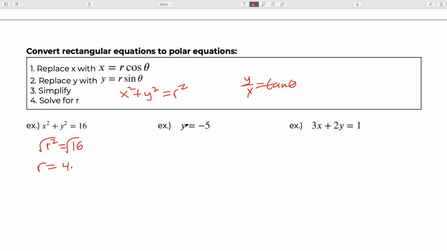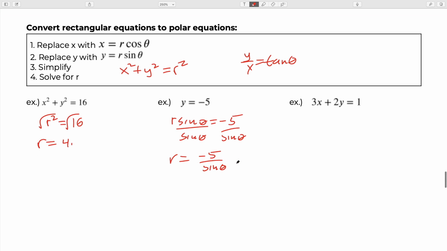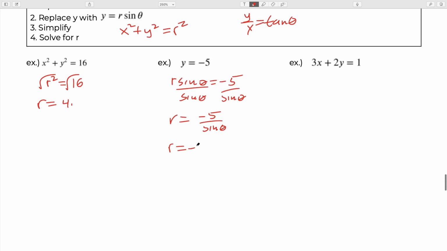All right, in this one, we have y. So we can just replace this as r sine of theta is equal to negative 5. And then there are a couple of different ways we can rewrite this. You could divide by sine of theta on both sides. Sometimes you'll see these problems written in different ways. So it'd be negative 5 over sine of theta. Sometimes we'll rewrite sine as cosecant, so you could rewrite this as negative 5 cosecant of theta. So just multiple different ways we can rewrite these.